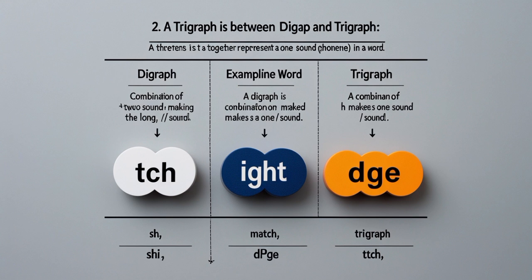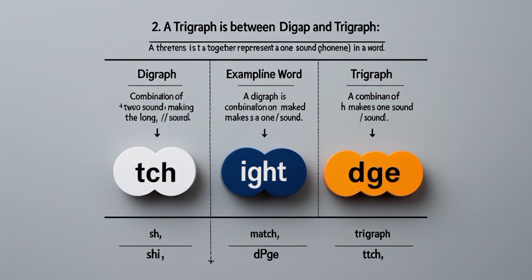1. Understanding the basics. What is a trigraph? Let's start with a simple definition. A trigraph is a group of three letters that come together to make one single sound. Let's say that again slowly. A trigraph equals three letters, one sound. This means, although there are three letters written, we only hear one sound when we say the word.